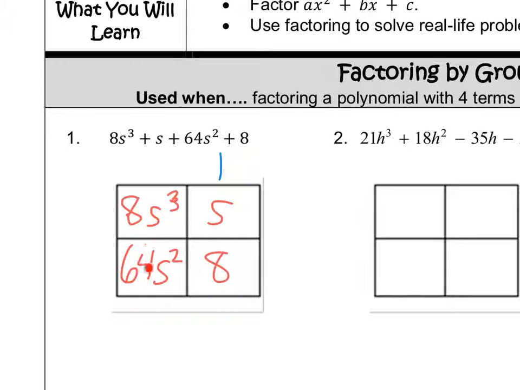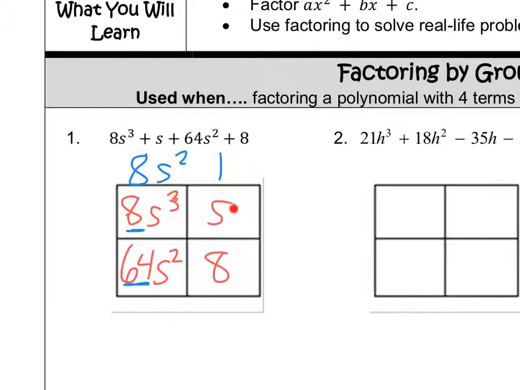For this column right here, as far as numbers go, I have an 8 and a 64. So the biggest number I can take out of both of these will be an 8. And then if I look at my variables, I have s to the 3rd, so 3 s's, and s to the 2nd, 2 s's. So the most number of s's that I could take out evenly of both of these would be s to the 2nd power.